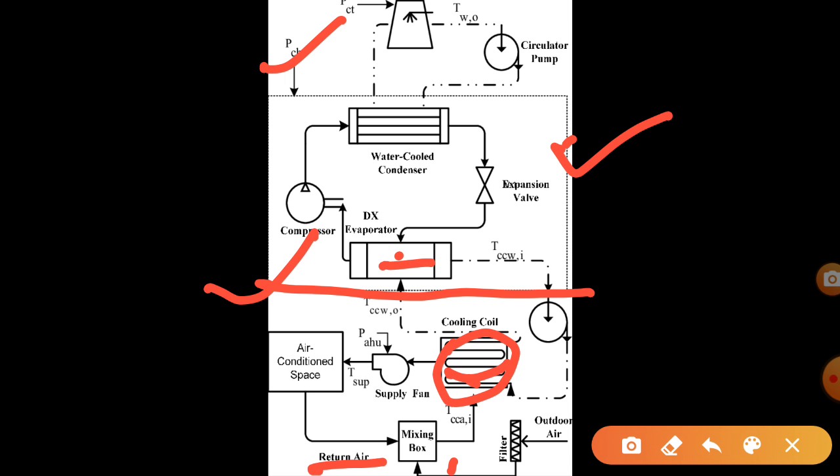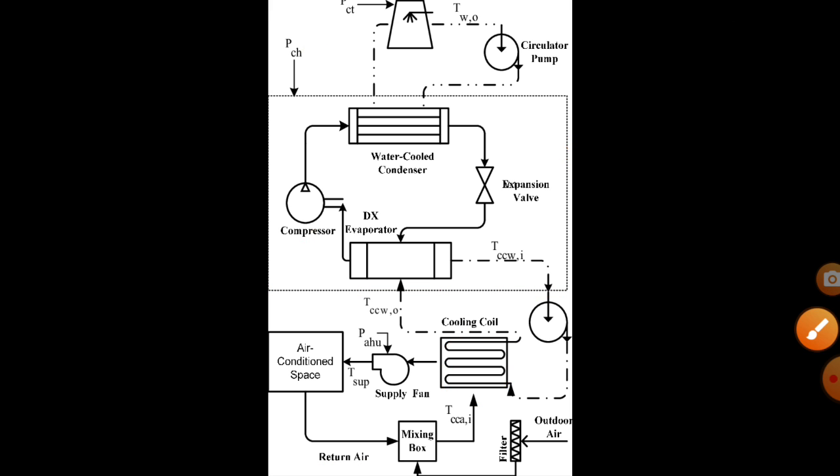Now we will move towards the air handling unit. Its main function is to transfer the processed air, the conditioned air, from the air conditioning plant to the conditioned space and distribute it uniformly. That is the most important thing.